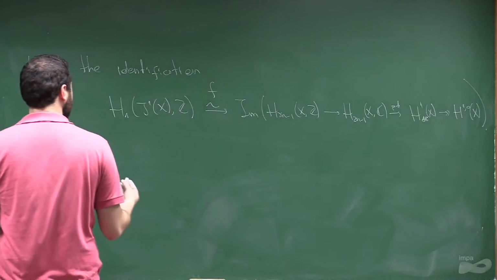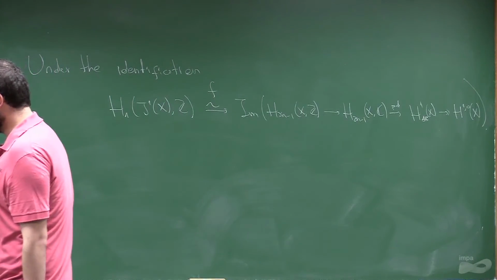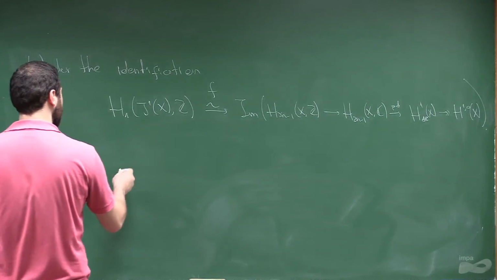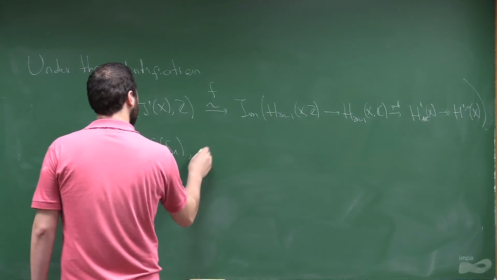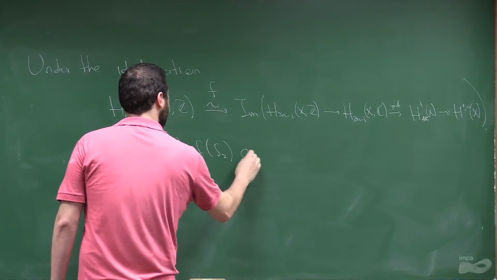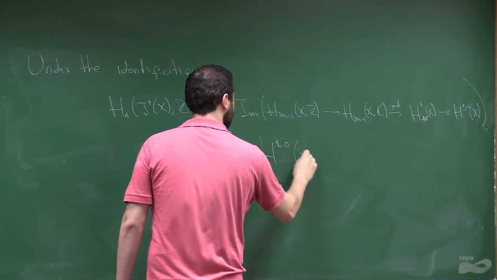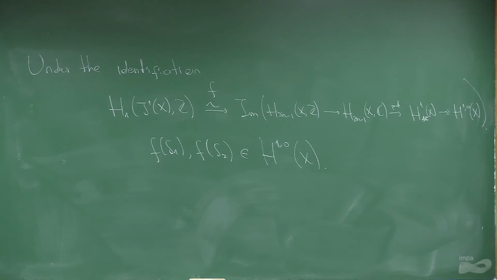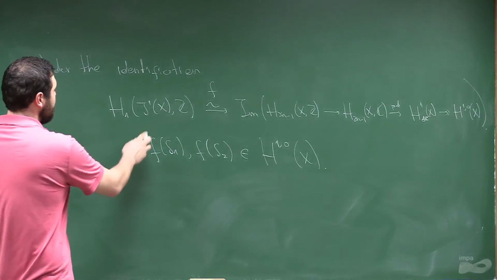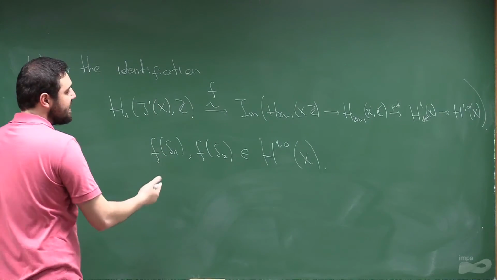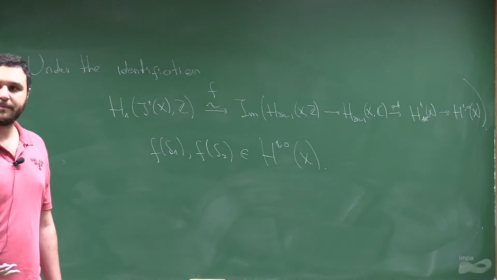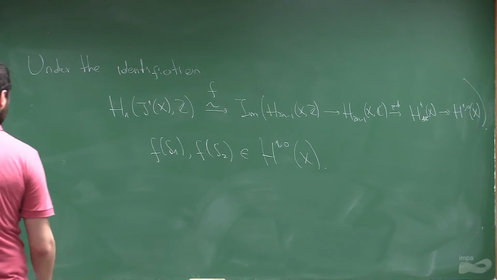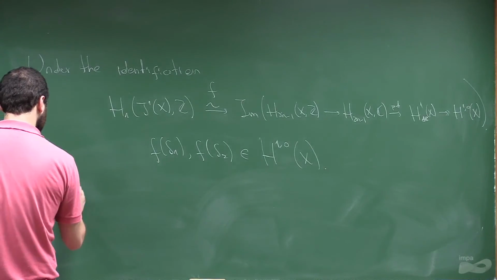So under this identification, we know that delta 1 and delta 2 belong to H10 of x, right? So f of delta 1 and f of delta 2 belong to H10 of x, right? That is the universal covering of the first intermediate Jacobian, and it's also its tangent space, right? So since we know that this, well, it's an easy exercise.